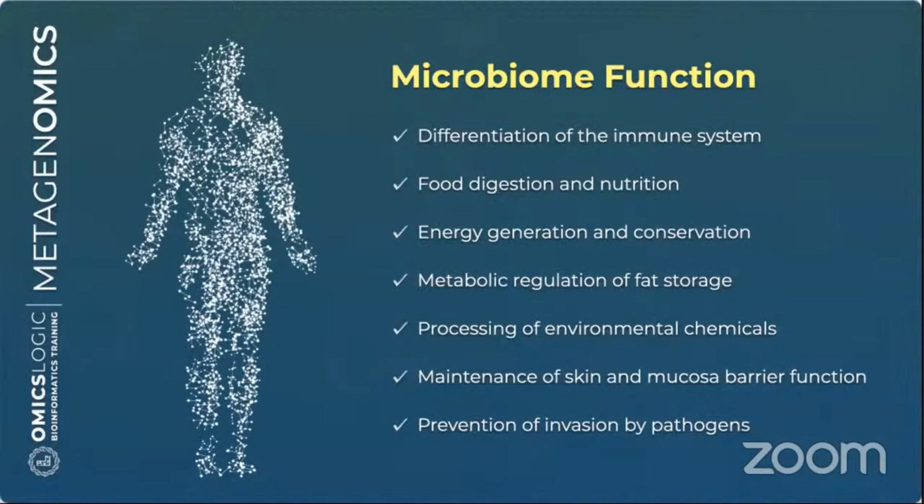the endogenous human microbial communities contribute to critical metabolic, physiological, and immunological functions. And these are all functions that include differentiation and maturation of the immune system. And sometimes they include food digestion and nutrition elements. And they also include metabolic regulation and control of fat storage or energy storage. They are also involved in processing and detoxification of environmental chemicals. And we also know from acne and other related studies that they are involved in maintaining skin and mucosal barrier function.